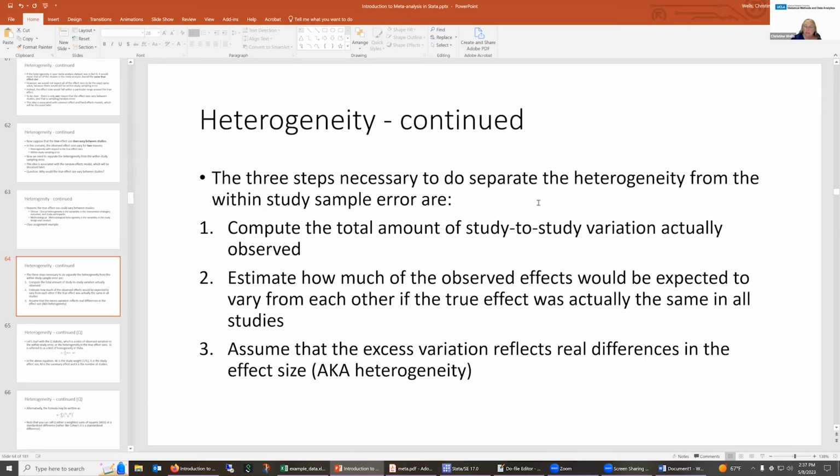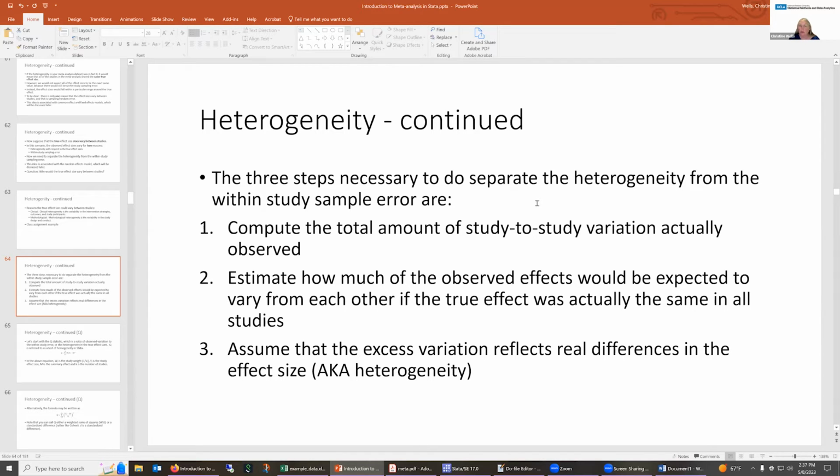There are 3 steps necessary to separate the heterogeneity between the true effect sizes, so when you have multiple true effect sizes, from the within study sampling error. You're going to start off by computing the total amount of study to study variation that is actually observed. Secondly, you're going to estimate how much of the observed effects would be expected to vary from each other if the true effect was actually the same in all the studies.